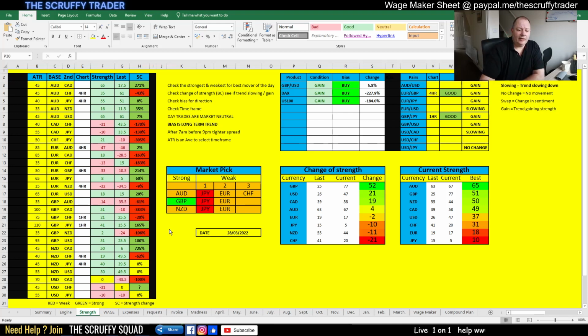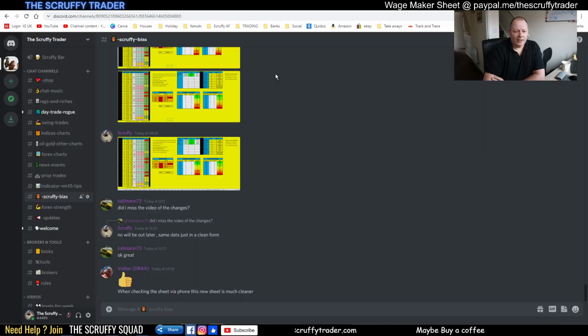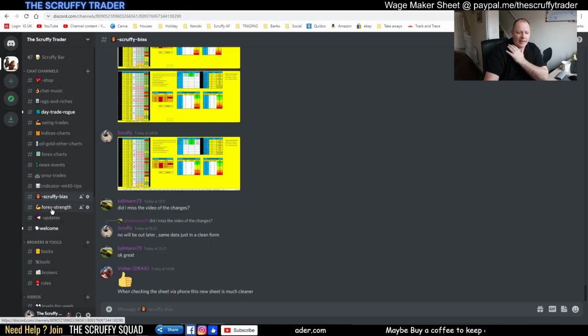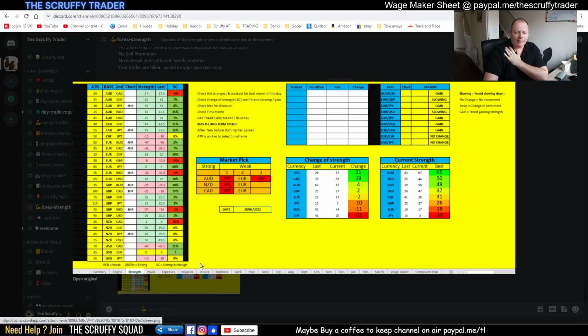The engine that drives it is identical. It's still the same one. That's where the figures are plugged in. And you will find this in the Discord. If I flick this down here. Okay. So every morning it'll be placed in there for the strength.